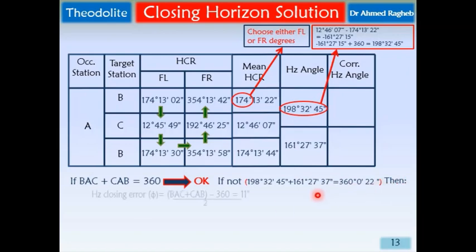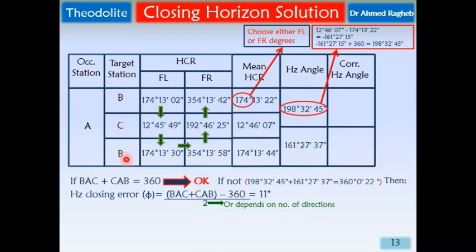Again, how to calculate the error mathematically? The error equals the summation minus 360, over 2, equals 11 seconds. Remember that 2 is not like the one in the index error. 2 here means that we have two directions, that we have two angles. If we've got B, C, D, B, then this number will be 3, because in this case you will have 3 angles. This is a very important remark. We calculated the horizontal closing error.